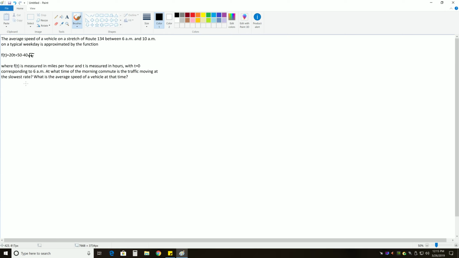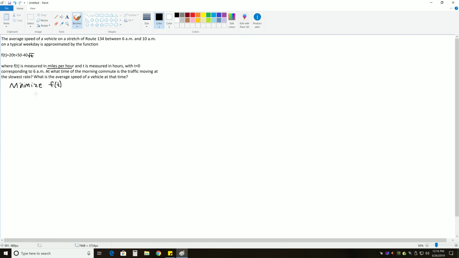So the first thing that we have to notice here is that if we're trying to find what time the traffic was moving slowest, that means we want to minimize our rate of speed. In other words, we want to minimize the function f of t, since f of t is our miles per hour, our rate of speed. So we're going to be using the second derivative test. You could also use the first derivative test, but in this case, second derivative test will just work out much nicer.